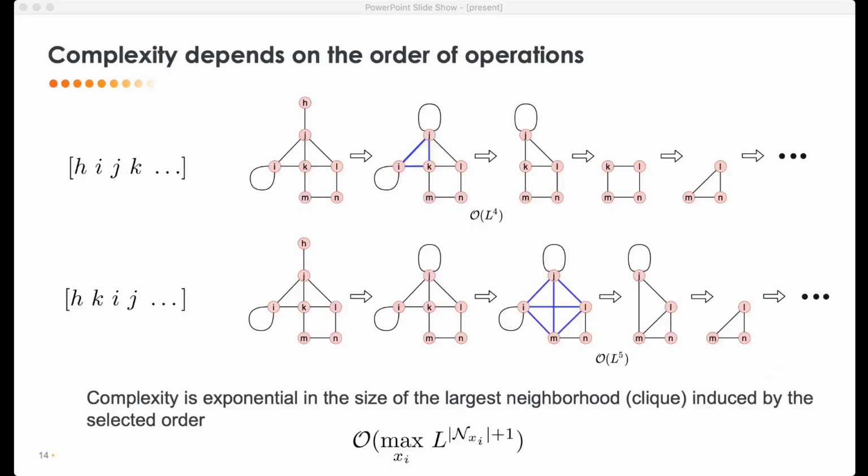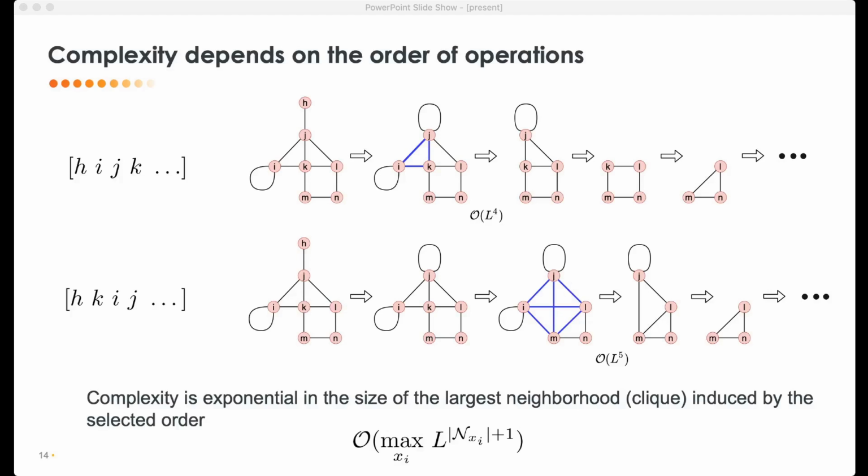It turns out that the order of contractions influences the complexity of the overall algorithm. If we contract indices in order h, i, j, k, then the maximal dimension of the intermediate is 3, and the overall cost will be L to the power 4. But if we do it in order h, k, i, j, then we'll encounter an intermediate of dimension 4, and the overall cost will be L to the 5th power.